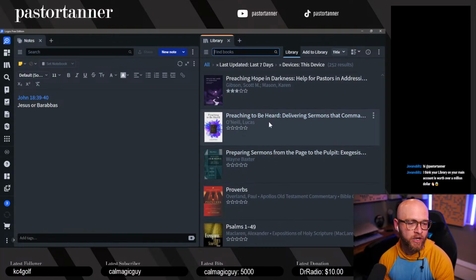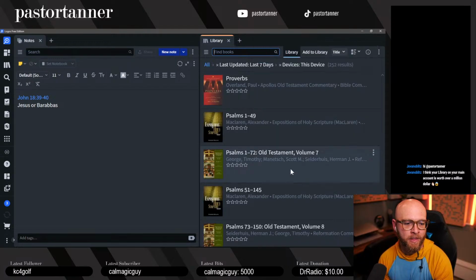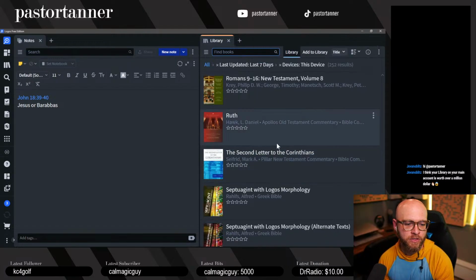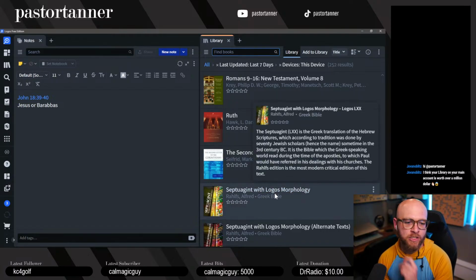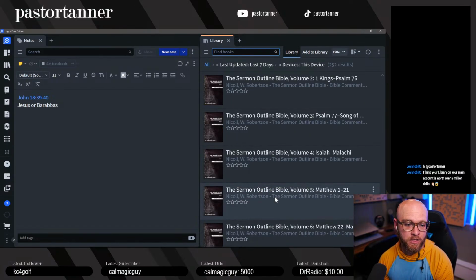Really like this one, very helpful for me on inductive sermons that I hadn't actually studied before I read it in this book, preparing sermons from page to pulpit, etc. So hopefully you find those helpful. And then Ralph's Septuagint. This allows us to get into the Septuagint as well. And this is the one I still consult, even with a larger library.